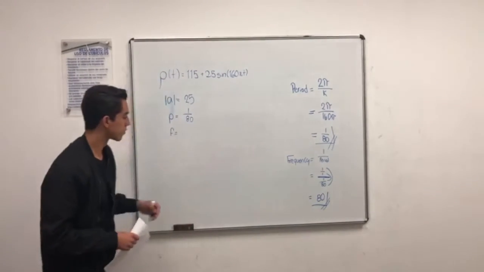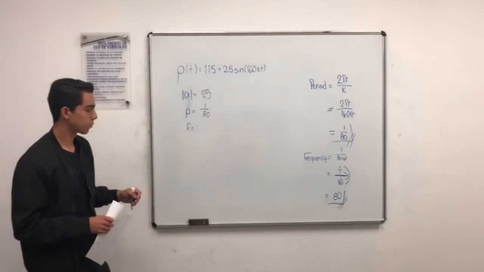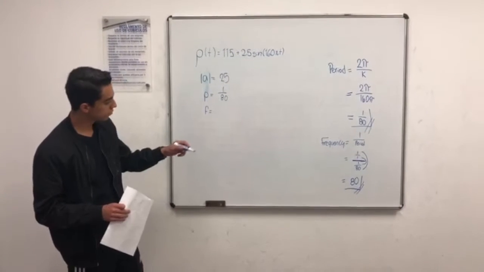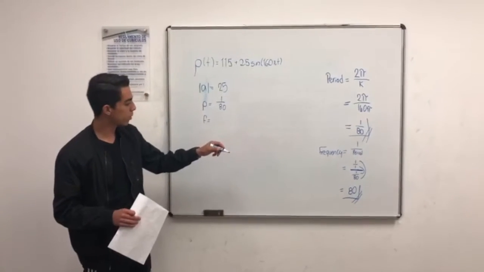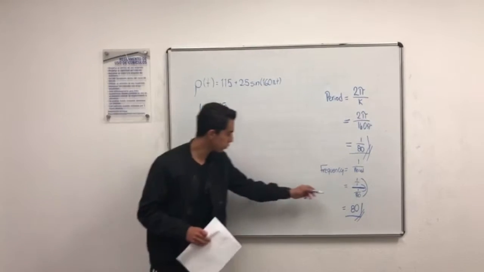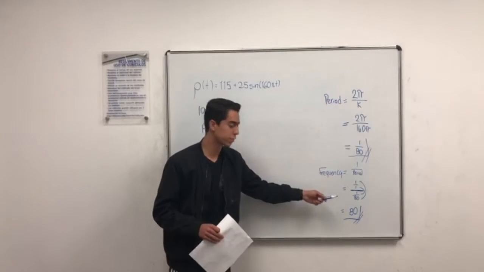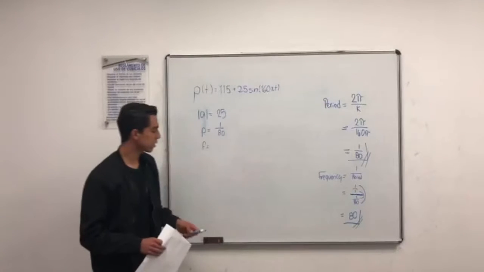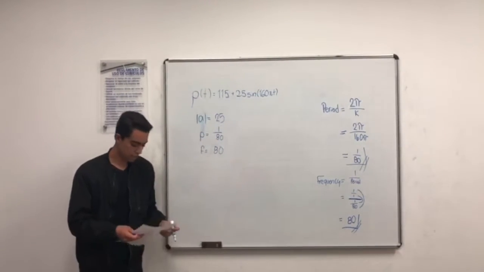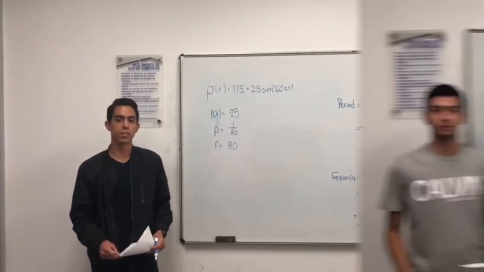And then the frequency. For the frequency, we need to take 1 over the period. In this case, it is 1 over 1/80. So we need to do the flip-and-multiply rule, and the result is 80. So that's it, and this was all of point A.